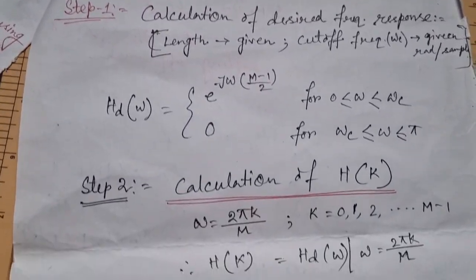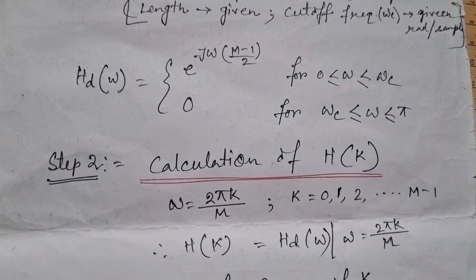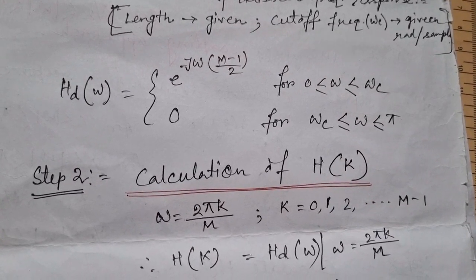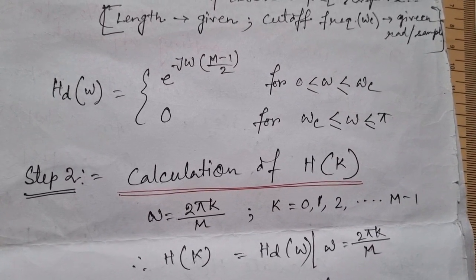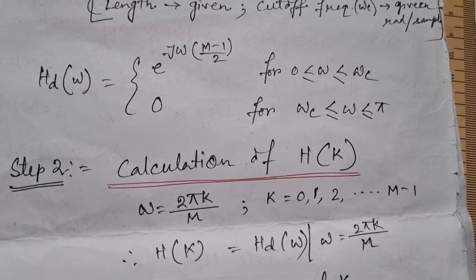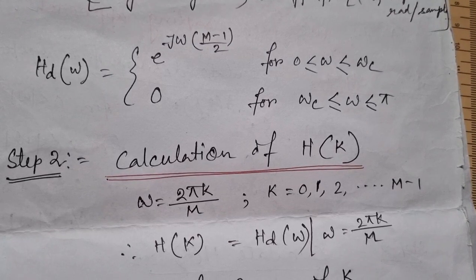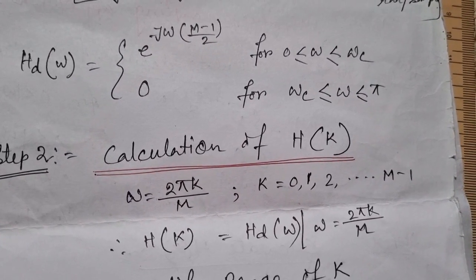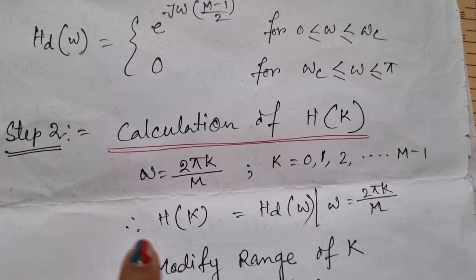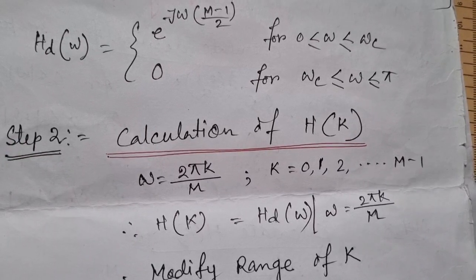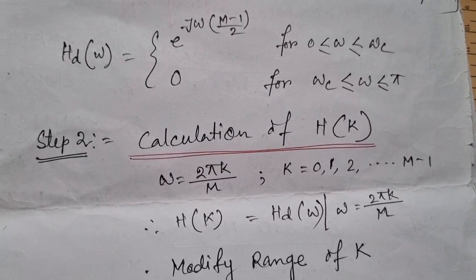So come to the next calculation, h of k. Instead of HD we are writing h of k, because here we have to use different values of k, like different values of n, as per your length, and we have to calculate different values of HD or omega. So the next step is the calculation of h of k.